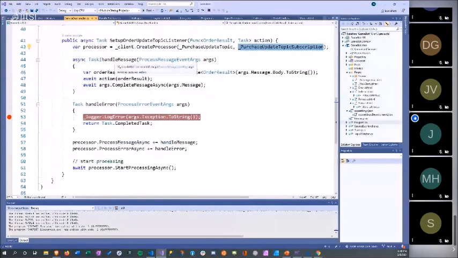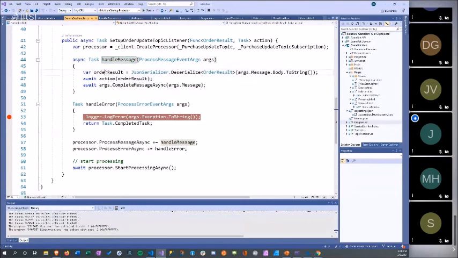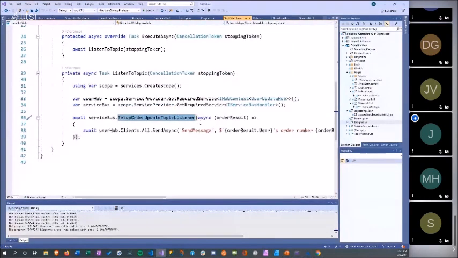Then what we're going to do is we set up a handle message function. I like to use a local function for this. So basically this handles the message event. And so what we're doing is we are going to deserialize our message body, and we're going to drop it into whatever action gets passed into this topic listener function. So if we look back to our topic watcher, what we're doing is we're passing in an awaited function that sends all that stuff to the user hub.